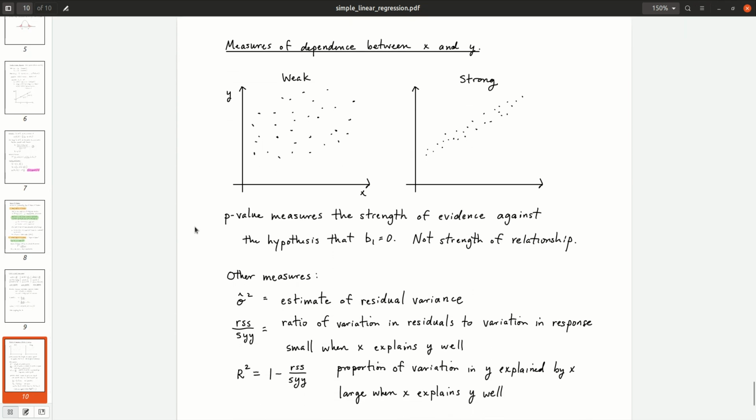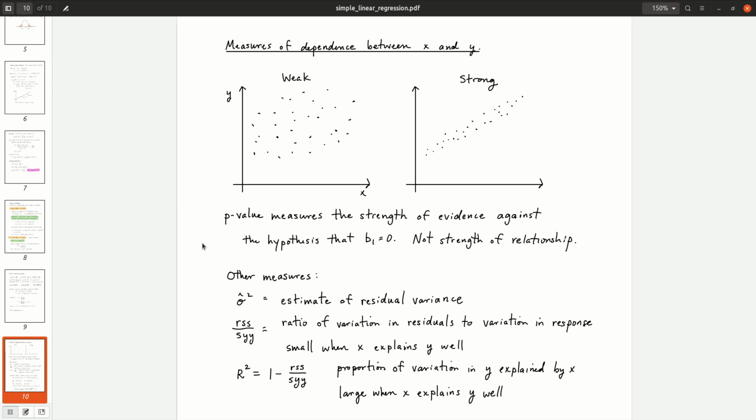All right, now the last thing I want to talk about in this lecture are measures for the strength of dependence between x and y. So if we look at these two scatter plots here, x on the horizontal, y on the vertical, we would probably say that the dependence between x and y is pretty weak in this case. It looks like the expected value of y increases a little bit as we increase x, but there's a lot of deviation around that. So we might say this is weak dependence between x and y. Whereas here, this is a pretty strong dependence between x and y.